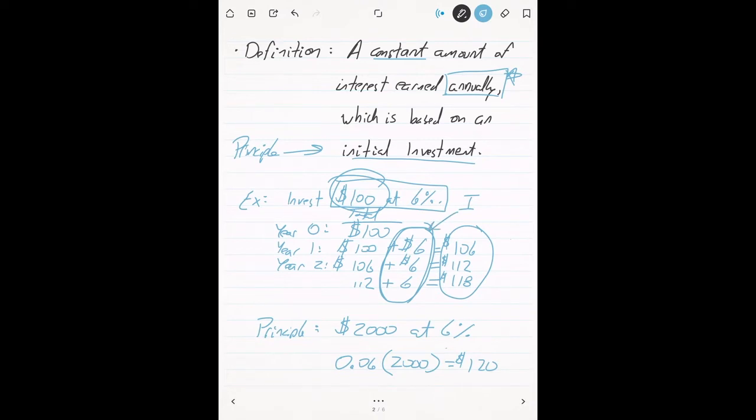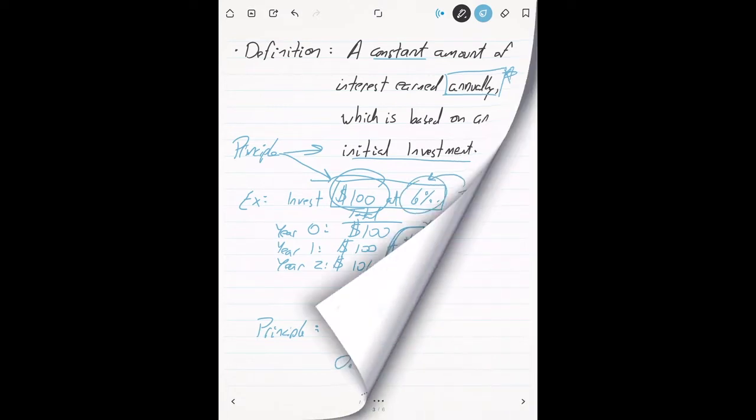What affects how much we get in interest? We got $6 every single year as our interest amount. What affected that? Where did this $6 come from? Well, it came from here. We took how much we initially invested, and we took what the percentage was. So we said the $100, we call that the principal amount. This percentage, we're going to call that the rate.